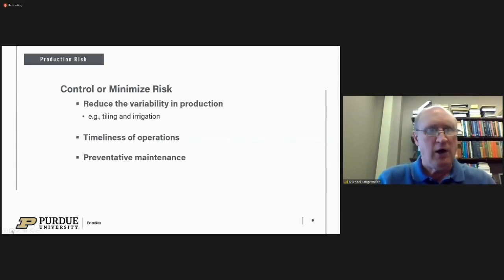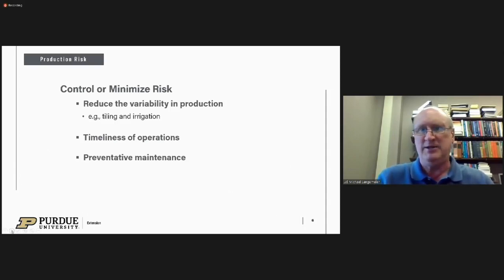I already talked about one example, timeliness of operations. This is extremely important. Do we have the equipment to get the corn and soybeans planted in a timely fashion? Similar when we're talking about harvest. Do we have the combine capacity to timely harvest our corn and soybeans? And so size of machinery is a very important item.